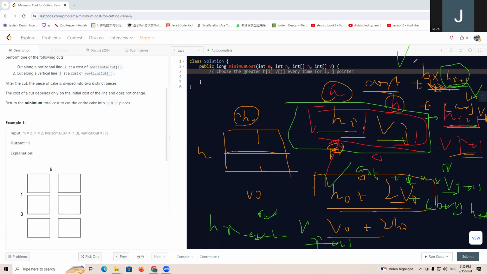And also we can see if HI plus 1 and VJ plus 1 are equal, the cost is the same. We do horizontal or vertical, either one. First, we'll have the same result, right? Because these are equal.